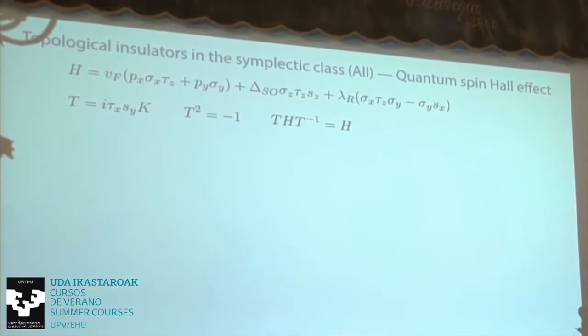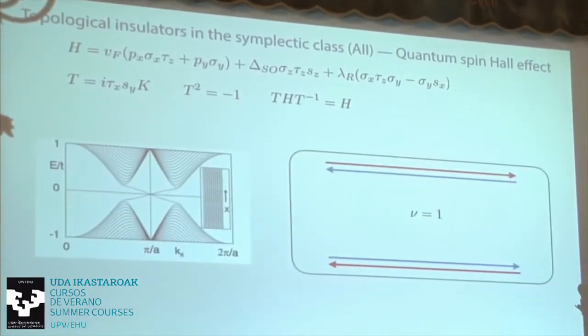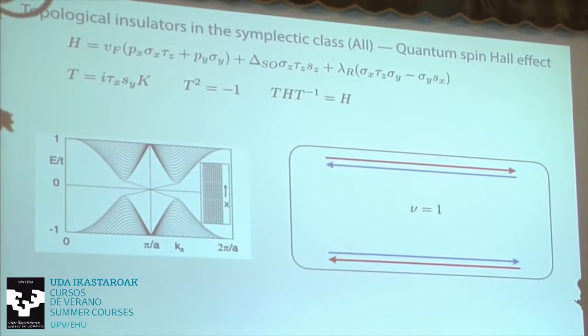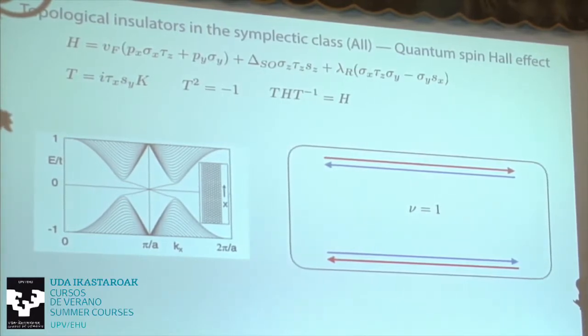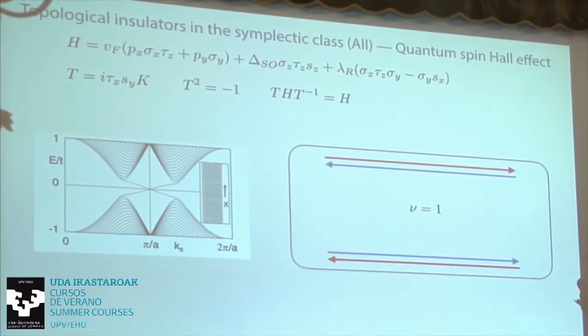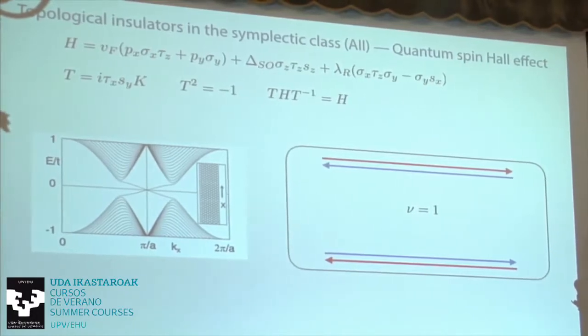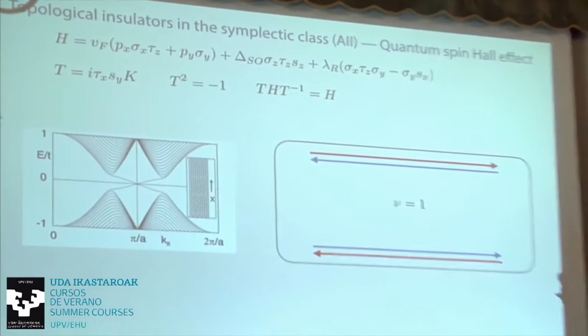T squared equals -1. And it has a band structure that looks like this. So there are some bulk states, but then there are these two edge states here, which live like this. There's one moving to the right, one moving to the left, on each side.